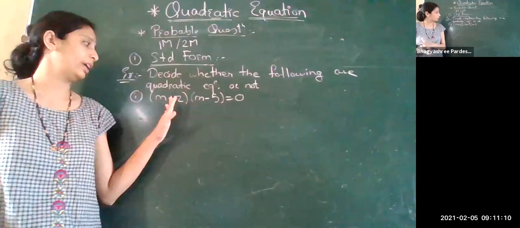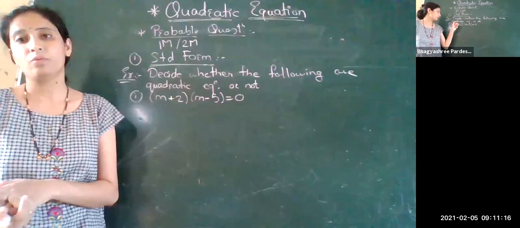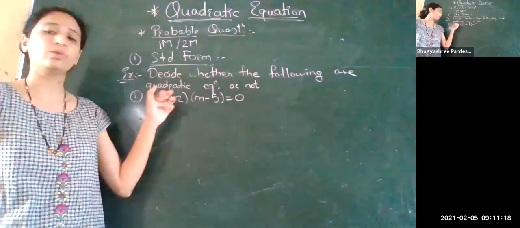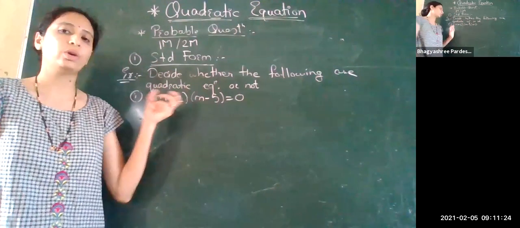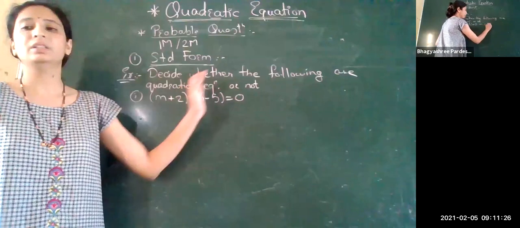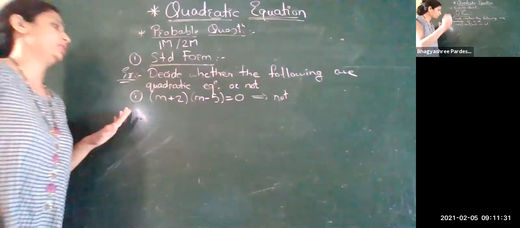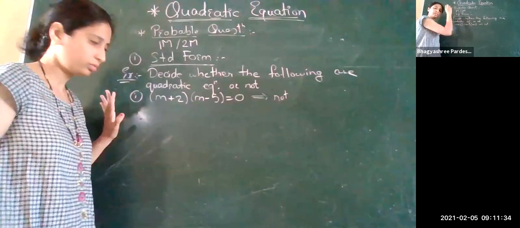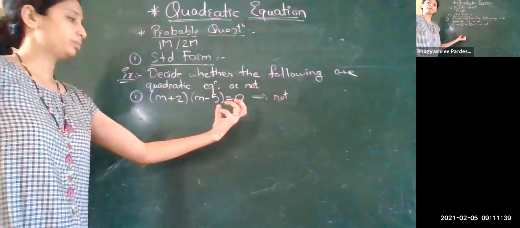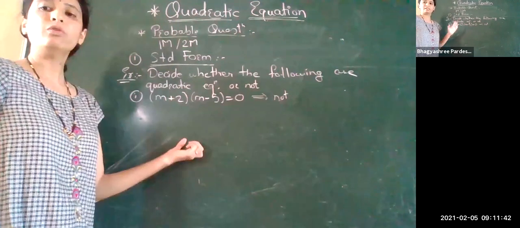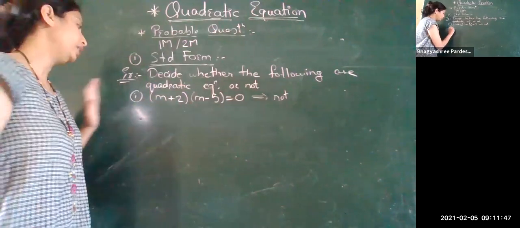So what to do? By looking, can we say directly? A few students will say no, because they will say that we are not getting the highest power of m to be 2, that is, the square term we are not getting. That means this is not quadratic, or a few may directly write not a quadratic equation. But please don't make this mistake. Whatever equation you are given, just solve that. Write it down in a proper form, in the standard form. Then you can decide whether the given equation is quadratic or not. So let's see how to solve this question.